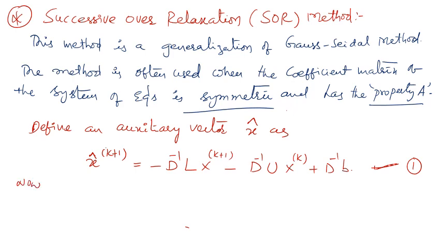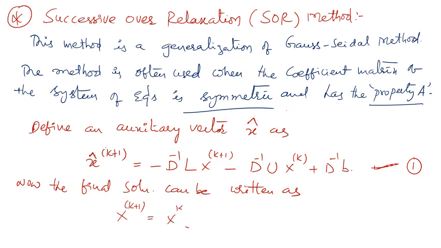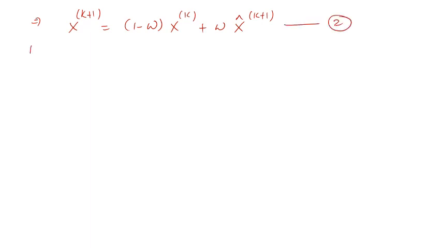Now the final solution can be written as x k plus 1. This is our final solution, equal to x k plus omega into (x cap k plus 1 minus x k). In this one I can take this x k common. The next step is, this implies x k plus 1 is equal to (1 minus omega) x k plus omega x cap k plus 1. This is equation 2.